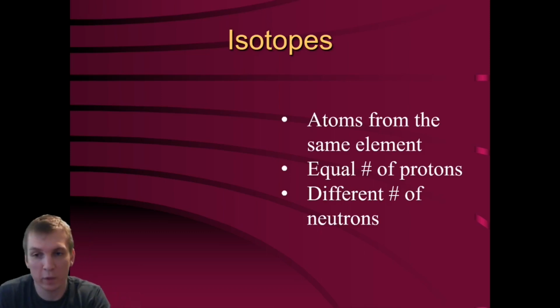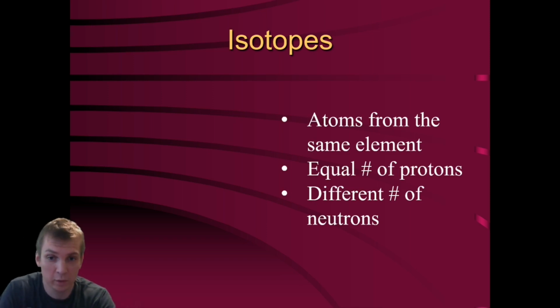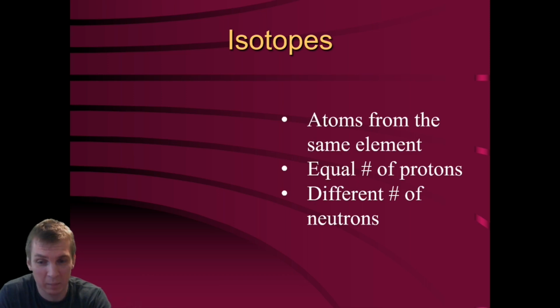The last topic for Notes 2 is actually not a very complicated one. It's called isotopes. Isotopes are atoms from the same element that have the same number of protons, but they have different numbers of neutrons. Okay, so we have two of the exact same element, but they have different numbers of neutrons.